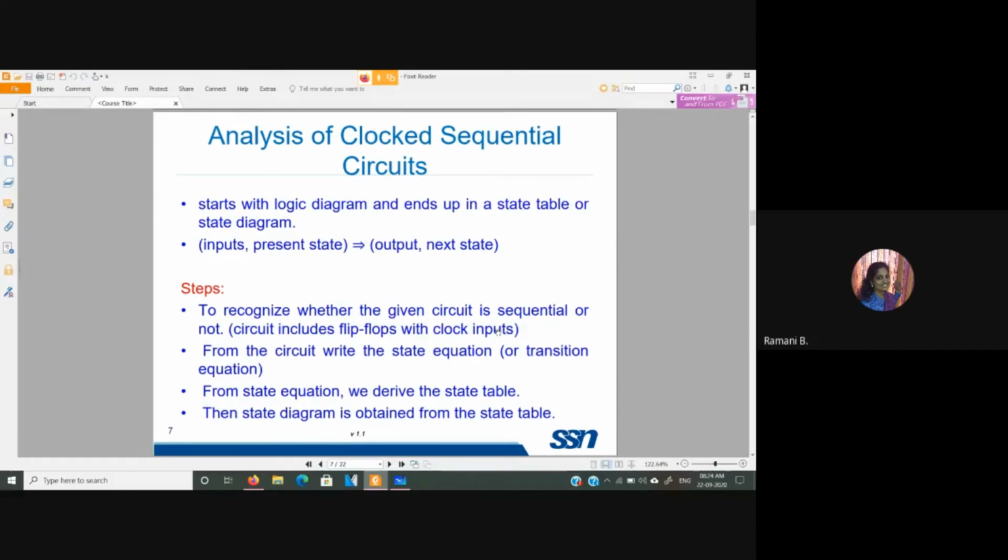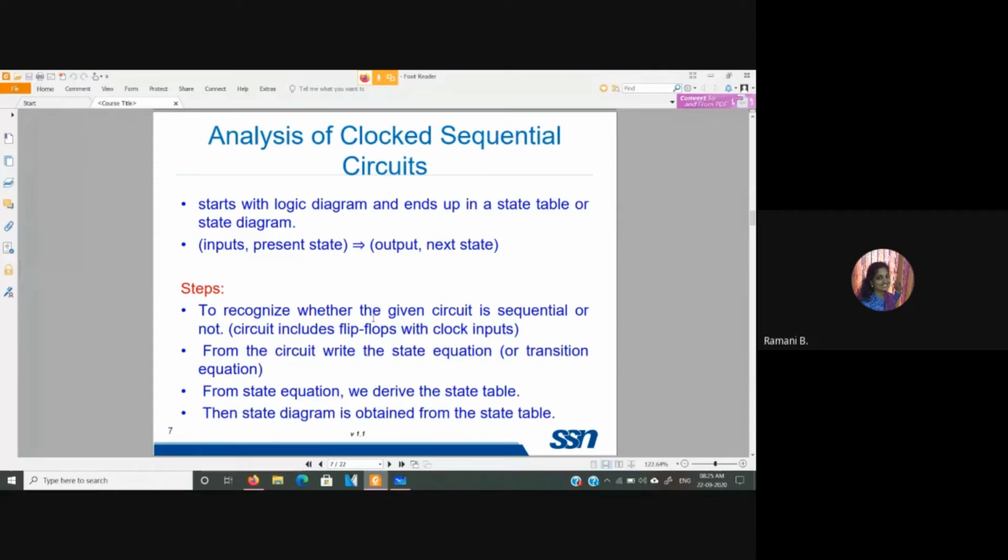So the analysis of a clocked sequential circuit starts with the logic diagram and ends up in a state table or state diagram. First, you will be given a circuit. You have to recognize whether the given circuit is a sequential circuit or not. You will be looking for flip-flops, and that too with a clock. So you should check whether the flip-flop has a clock or not. All these you have to check first.